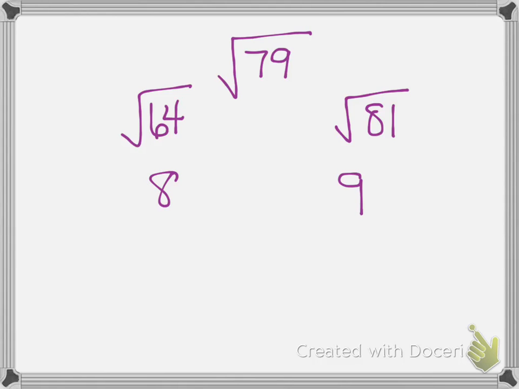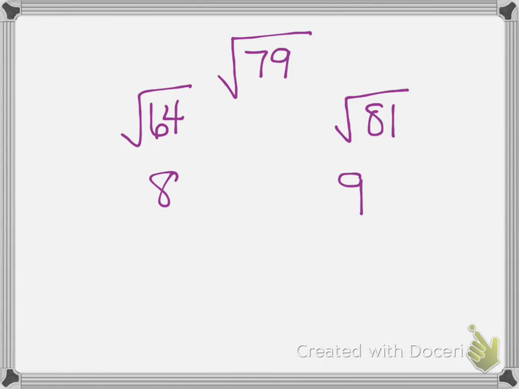Where is the 79 going to fall? Is it going to fall in the middle? Or over to the right? Or over to the left? To the right, because 79 is closer to the 81, correct? Okay, so that's going to kind of hang to the right there a little bit.